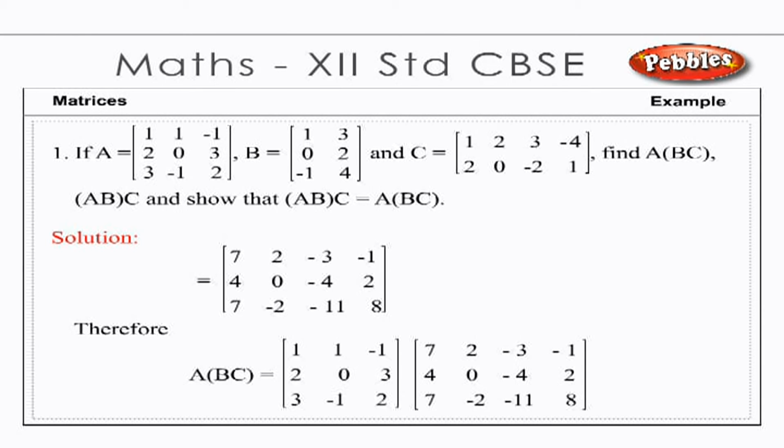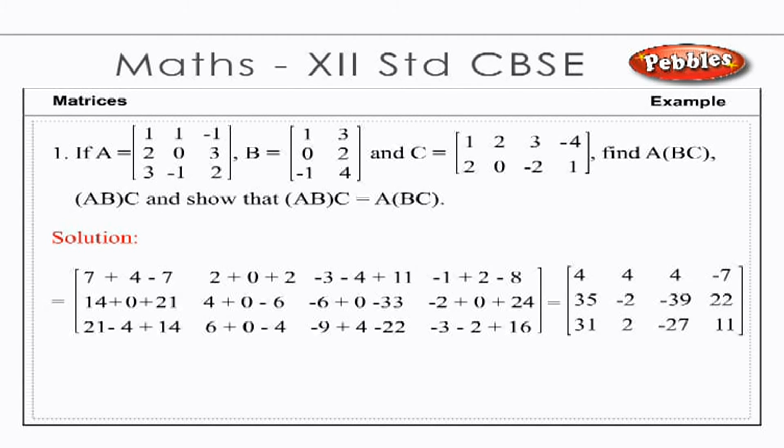Therefore, A(BC) is equal to matrix [1, 1, -1; 2, 0, 3; 3, -1, 2] into matrix [7, 2, -3, -1; 4, 0, -4, 2; 7, -2, -11, 8] is equal to matrix [4, 4, 4, -7; 35, -2, -39, 22; 31, 2, -27, 11]. Clearly, (AB)C is equal to A(BC).